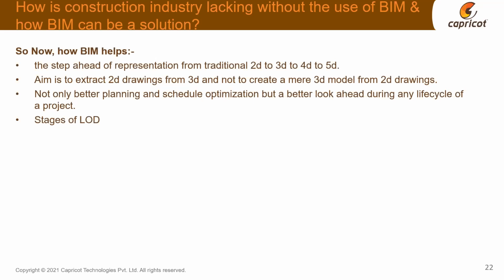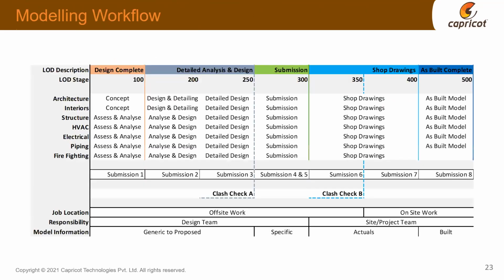So what you see on the next slide are the different stages of the level of development, LOD 100 to LOD 500. On the left are different domains: architecture, interior, structure, HVAC, plumbing and firefighting, electrical, etc. A few things are done in LOD 100, then LOD 200, then LOD 250. Clash detection, clash check is done up to this stage, and then 300, 350, 400. Another clash detection is done, and then finally at 500 the as-built model is prepared.